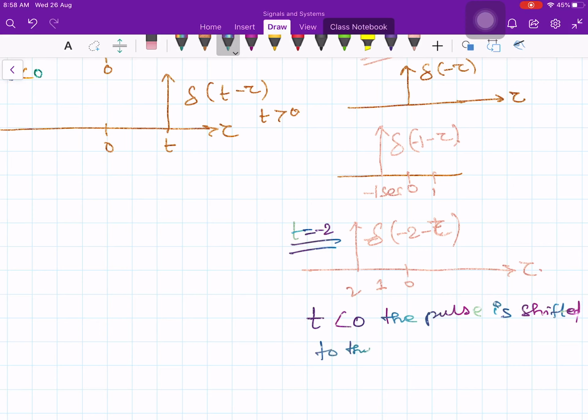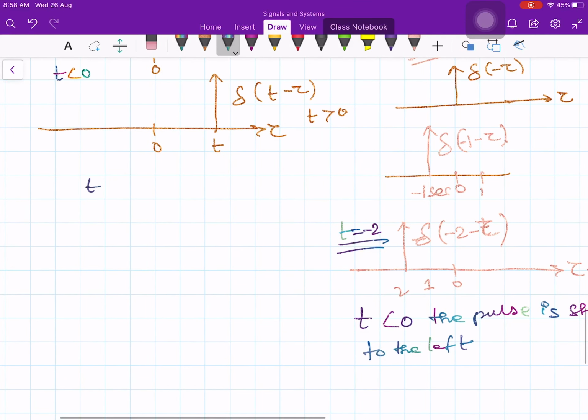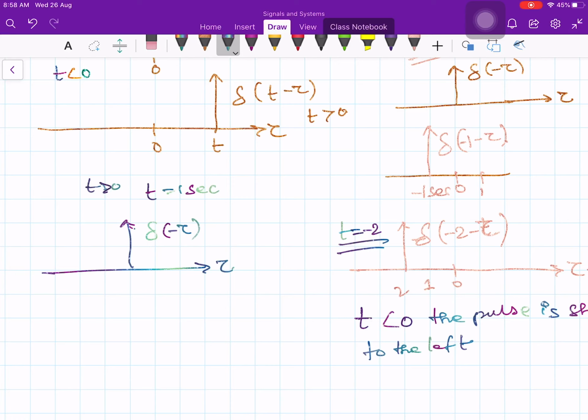Similarly, if t is greater than 0, let us say t is equal to 1 second, then this is your, let us say, del of minus tau. Again, del of tau and del of minus tau, one and the same. This is my tau time axis. Now let us say t is equal to 1 second. In this case, what happens? 0, 1, 2 like this, 0, 1 second. So your pulse locates here.